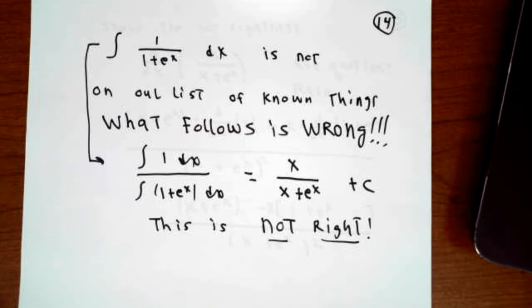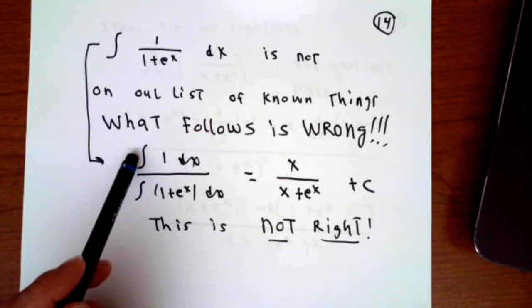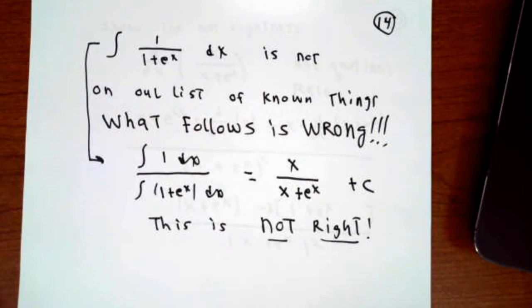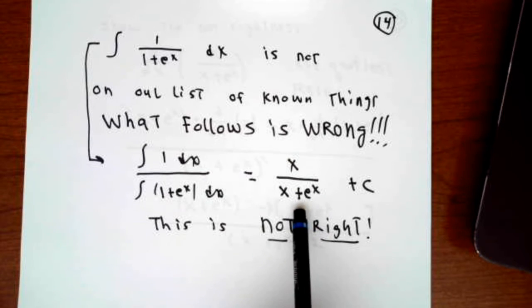I want to think about the integral of 1 over 1 plus e to the x. This is not on our list of things that we know about, and I want to mention a common mistake that people will make. The integral of a fraction is not the fraction of the integrals. This integral is not the integral of 1 divided by the integral of 1 plus e to the x, both with respect to x. That would be x over x plus e to the x, and that's not right, as we'll see on the next page.